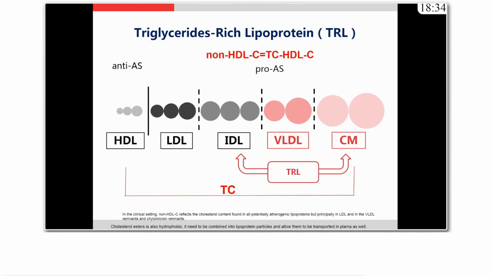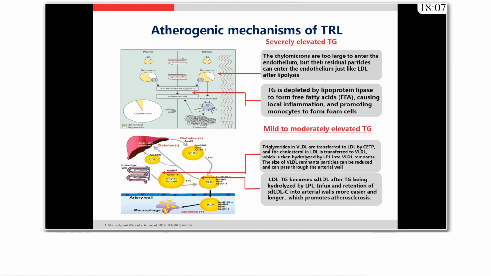In the clinical setting, non-HDLC reflects the cholesterol content found in all potentially atherogenic lipoproteins, principally in LDLC, VLDL remnants and chylomicron remnants. Because the clinical lab cannot directly test VLDL and chylomicron, we have to use non-HDLC to cover the TG-leading CV risk.